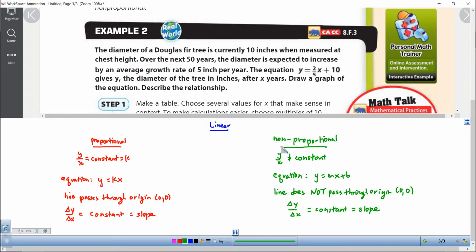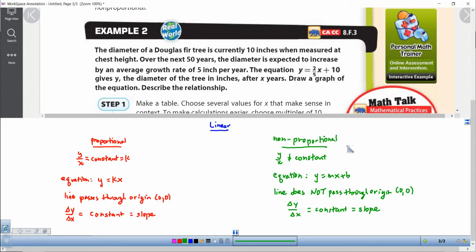When you're asked if it's proportional or non-proportional, take any ordered pair, and if y divided by x is the same every time, then it's proportional. Or if you have a graph, take a look. Does the line go through 0, 0? If it does, it's proportional. If it doesn't, it's non-proportional. This is really important stuff for you to know.